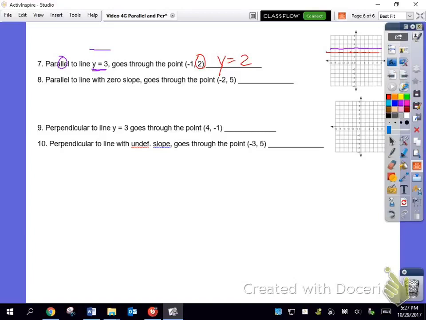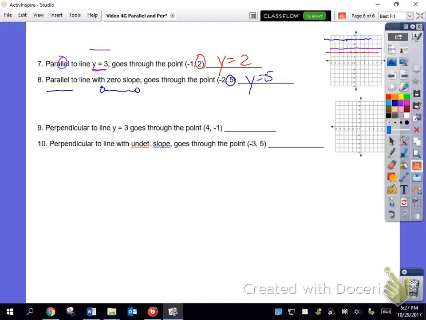If I want something parallel to a line with 0 slope. Now, if you've got 0 slope, then you're a horizontal line. And if I want to be parallel and go through -2, 5, -2, 5, 1, 2, 3, 4, 5, and I want it to be parallel to 0 slope, then it also has to be horizontal. So I look at the y. So y equals 5.